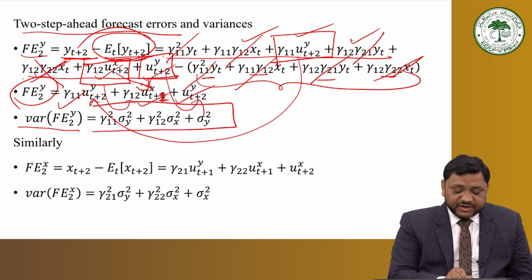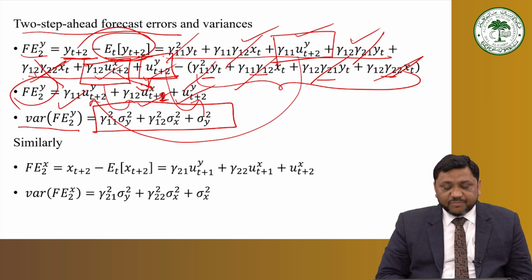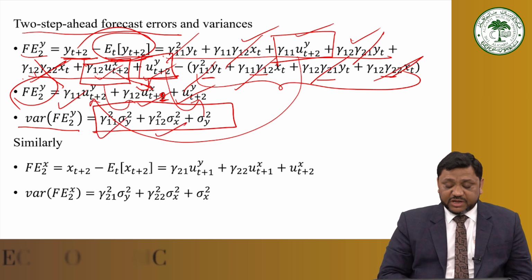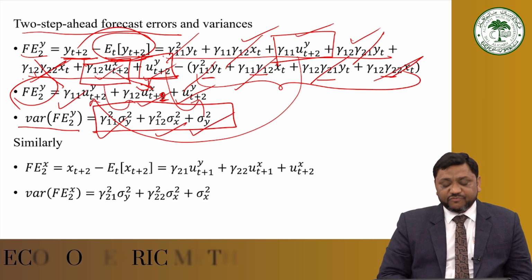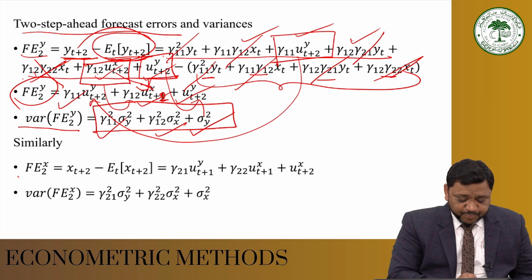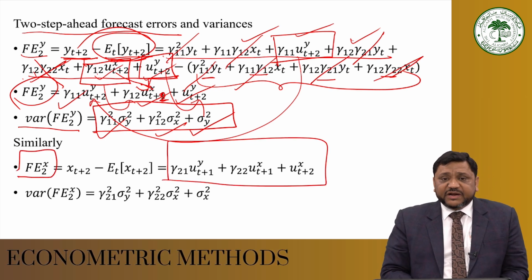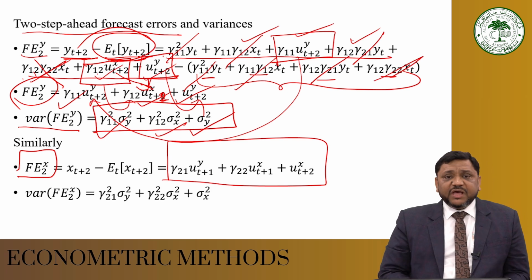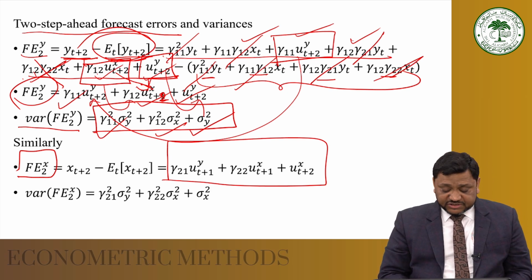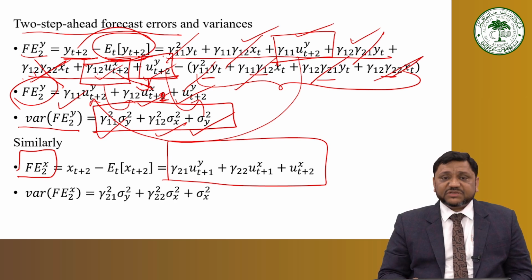So what we get, the variance: gamma 11 square sigma square y, gamma 12 square sigma square x plus sigma square y. We will repeat the same process, and we will get the forecast error. We get it by x t plus 2 minus expected value of x t plus 2. This is equal to gamma 21 error of y t plus 1 plus gamma 22 error of x t plus 1 plus error of x at t plus 2.